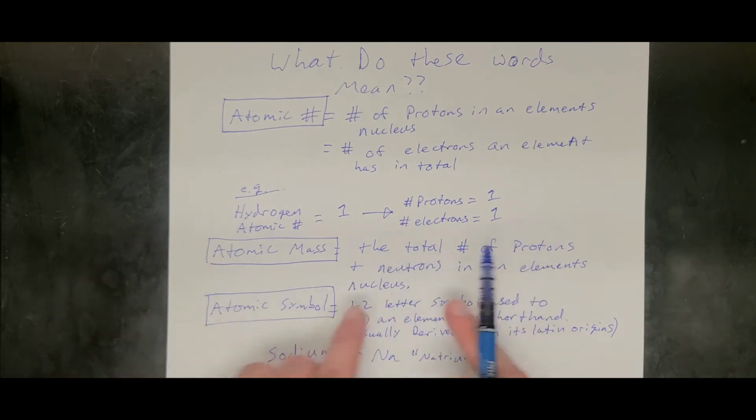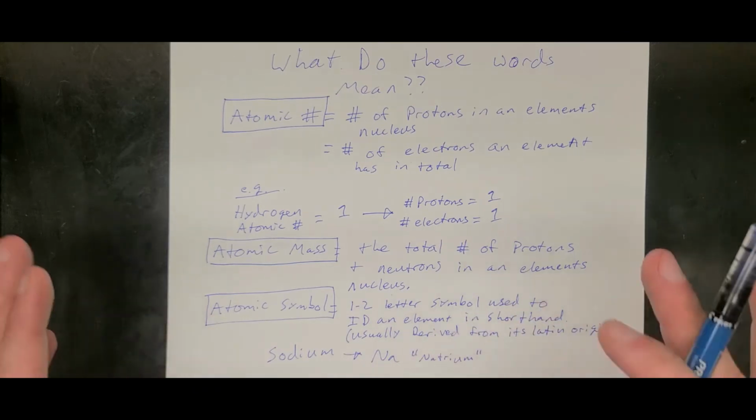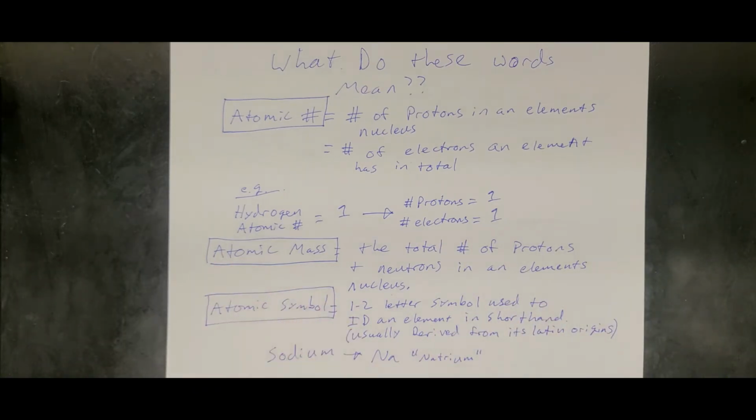We'll talk about really quick how to find the number of neutrons, but I want to move on to the atomic symbol, which was that big letter H that we saw in our hydrogen. The atomic symbol is just a 1 to 2 letter symbol used to identify an element in shorthand. This is usually derived from its Latin origins. Now, hydrogen seemed pretty straightforward. Put an H there. That stands for hydrogen.